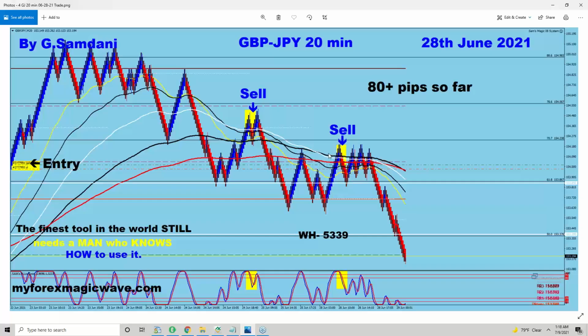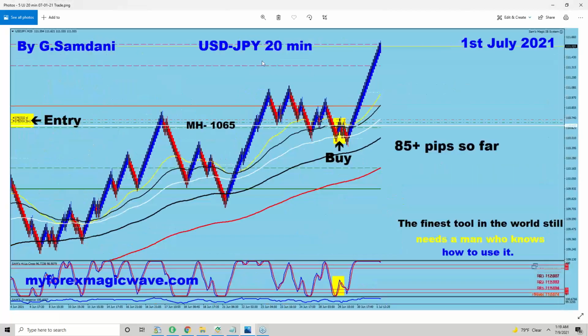So that's it. And then another entry here, and boom, gone on the 20 yen, for 80 pips, right? And then USD yen, you see that it went up actually on the 1st of July, right?